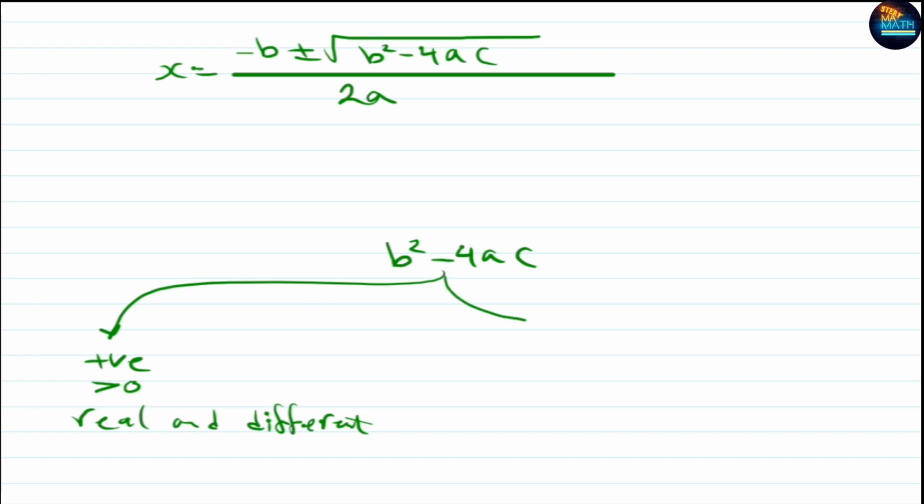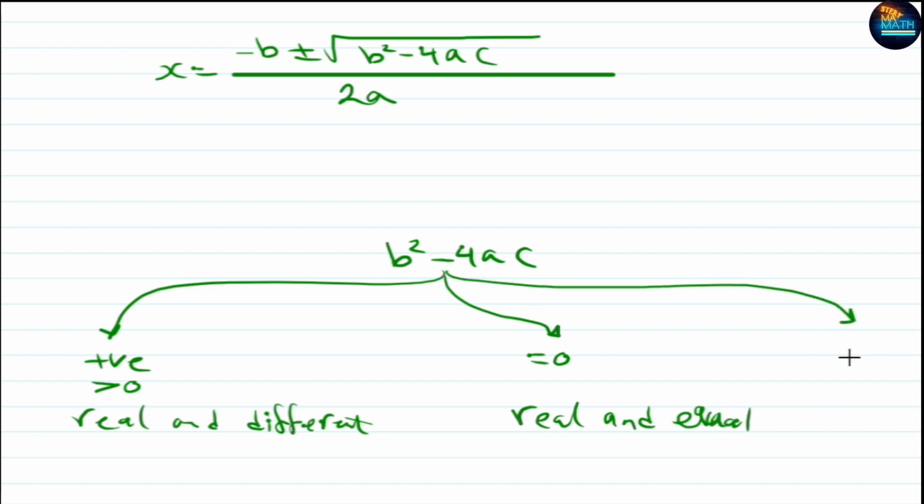What about the other case? The other case is when b squared minus 4ac is equal to 0. Like in the previous example, if I say plus or minus the square root of 0, of course, you will delete this amount and you are left with negative b divided by 2a. That means it's just one root, or we can say two equal roots. So they are real and equal.